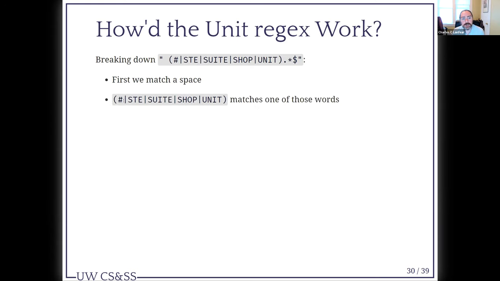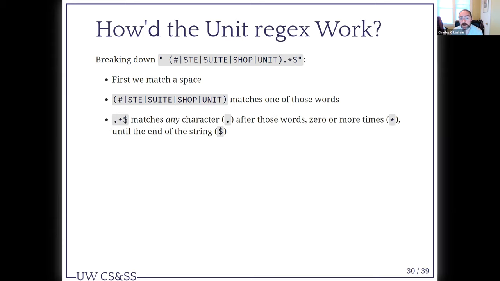Next, we're going to match any one of these things: number, suite, shop, or unit. But then, based on what I said earlier, I don't care what we match after that. Just delete everything that occurs after suite, shop, or unit. Okay? So what period does is, period is the universal metacharacter in regular expressions. Period matches any character. Anything at all that exists will match if you include a period, okay?